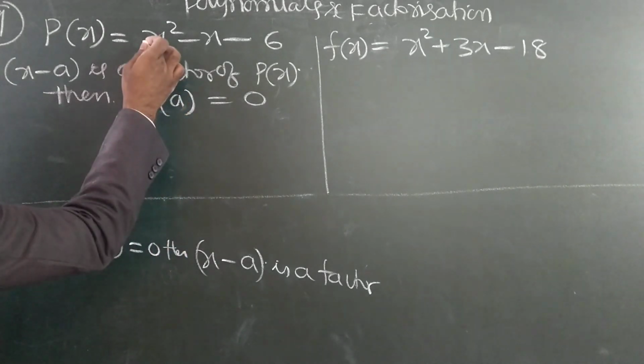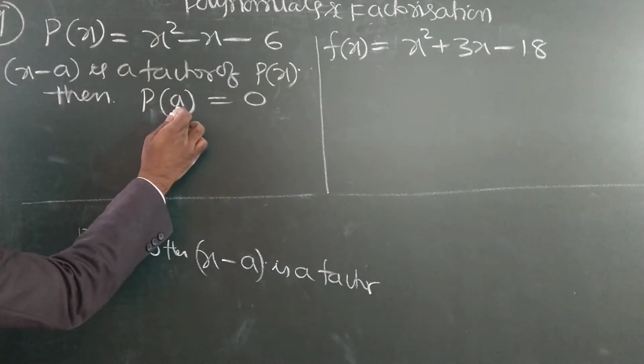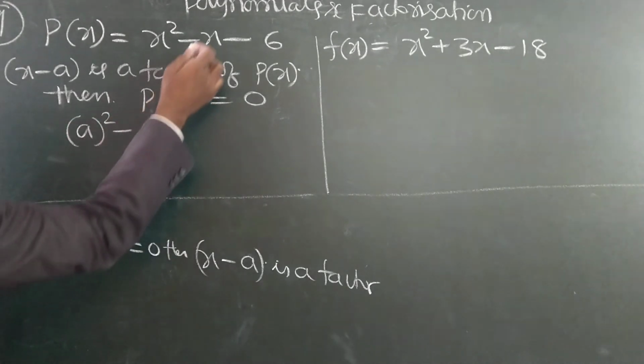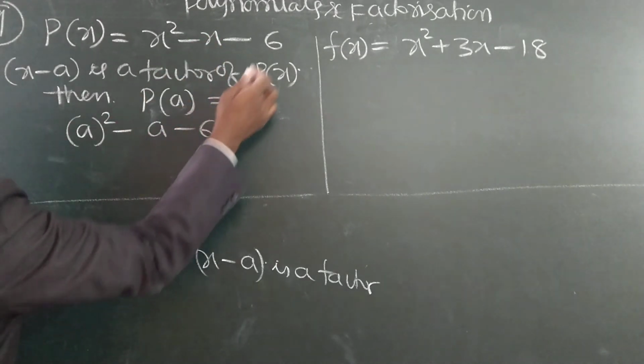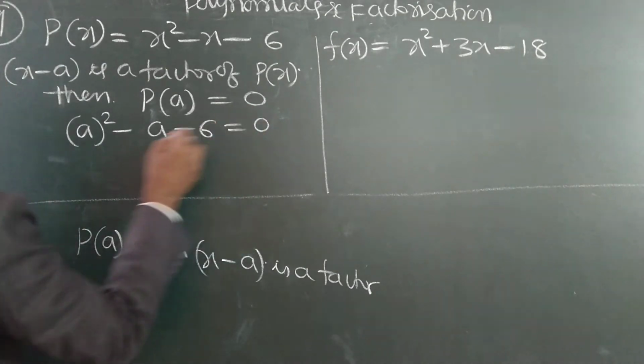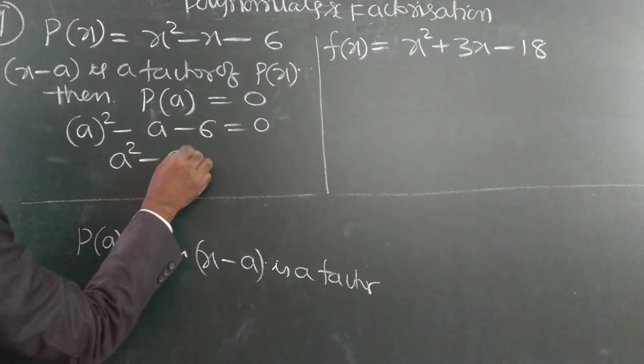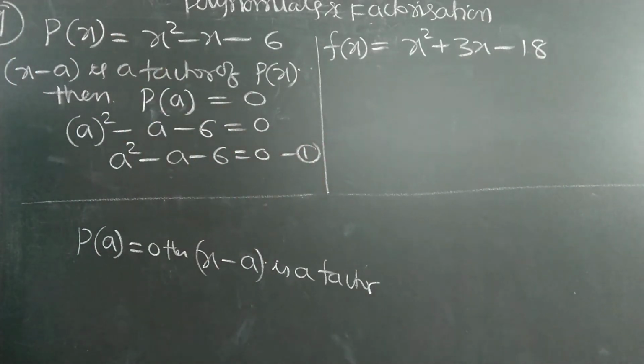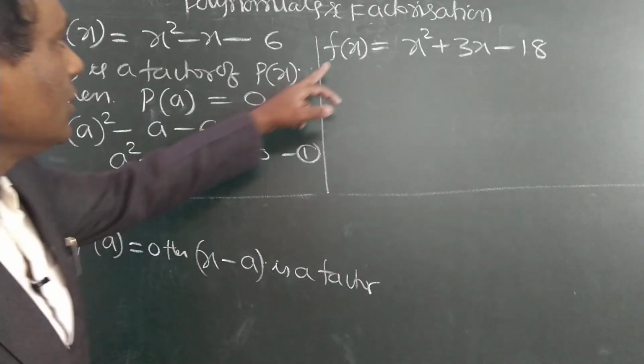So how to find p of a? Substitute x is equal to a. See here, x is equal to a. A square minus a minus 6 should equal 0. A square is a square only. Leave it. Same procedure here also.